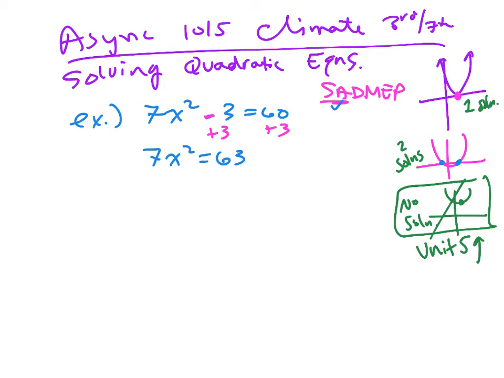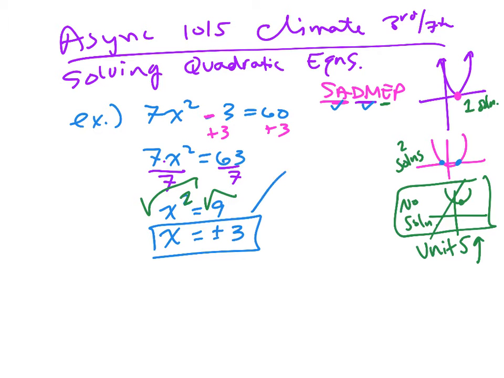Then, when I'm done with addition or subtraction, I'm going to check if there's any multiply or divide. There is, because the 7 is like times. So I'm going to divide both sides by 7. And then I get x squared equals 9. The next thing is the exponent. There is one, so I am going to take the square root of both sides. X equals plus or minus 3. So there are two solutions here. Yeah?